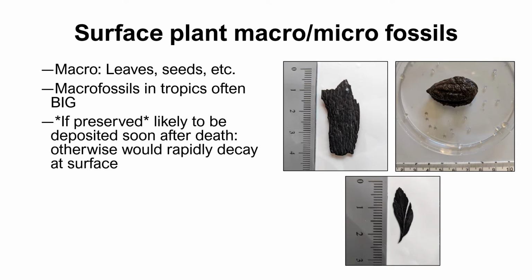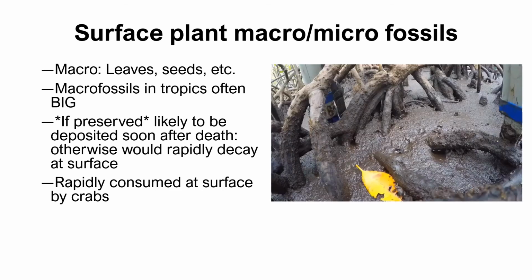So as I mentioned, things decay at the surface very rapidly in the tropics. So if you find a plant macrofossil in your mangrove sediment sequence, it was likely deposited soon after it died, and it wasn't really transported very far. But one caveat to this is that there are crabs, and a lot of them, in the mangroves, and crabs are really, really hungry. So I'll show you a little video here.